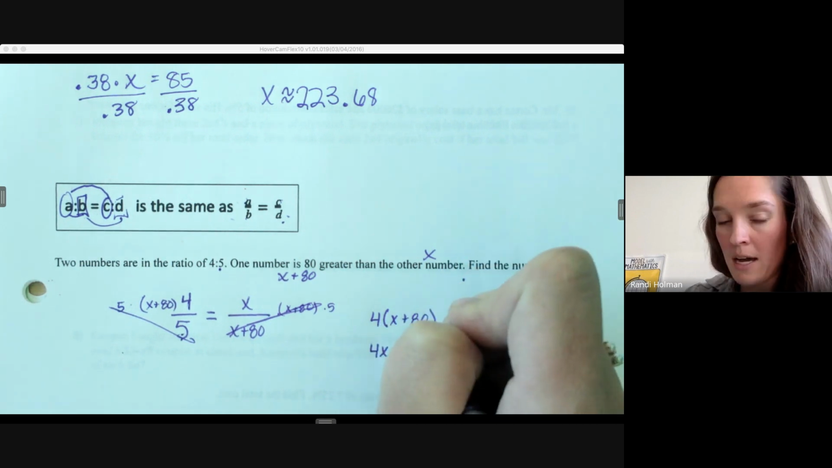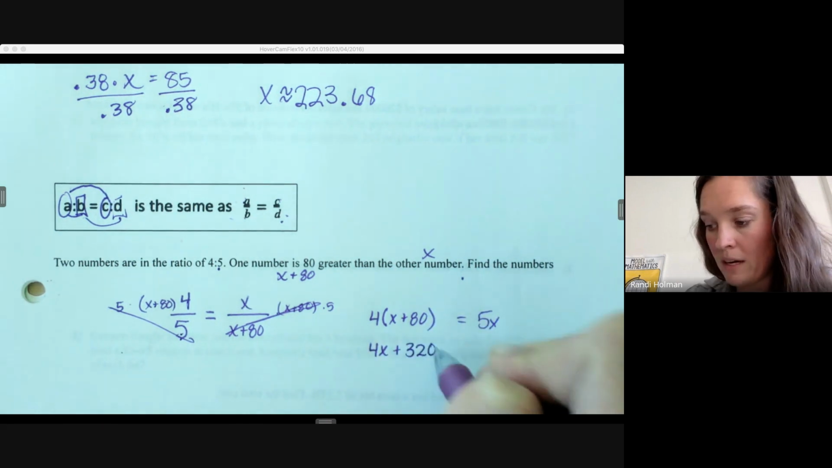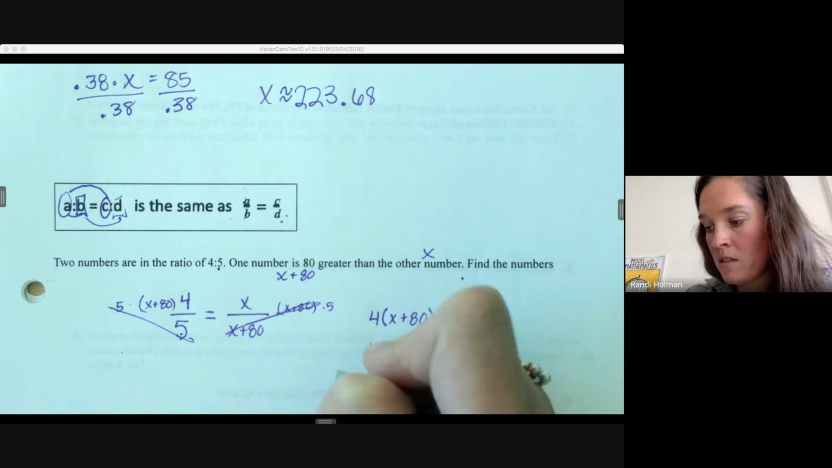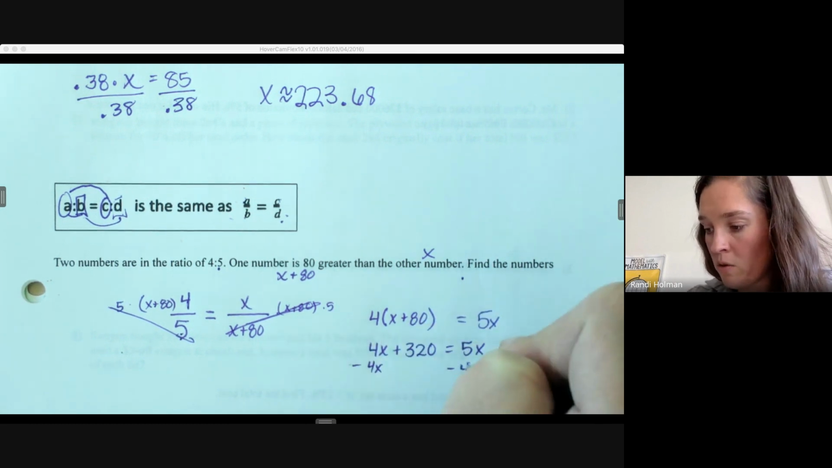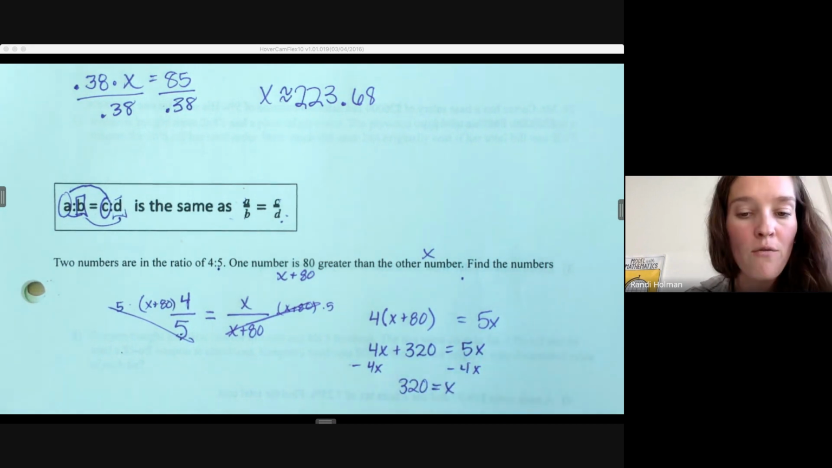So simplifying here, we get 4x plus 4 times 8 is 32. So 4 times 80 is 320. Just get that extra factor of 10 in there. Equals 5x. So subtract 4x, subtract 4x. We get 320 equals x.